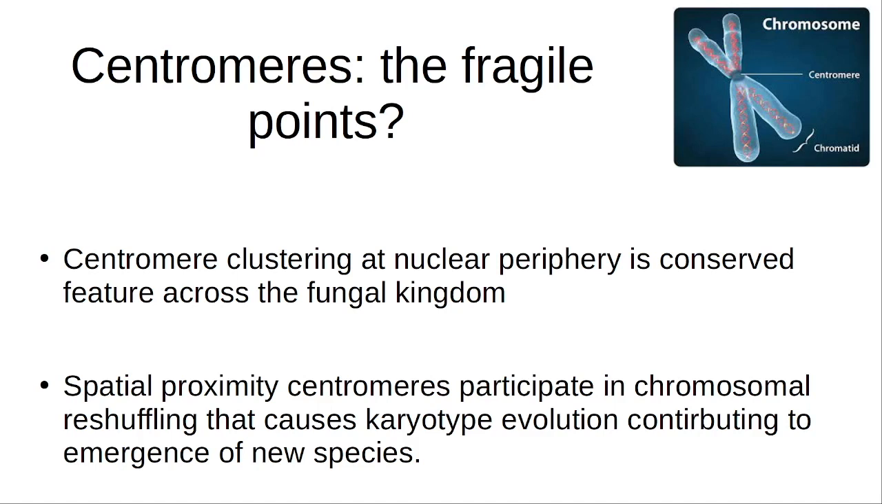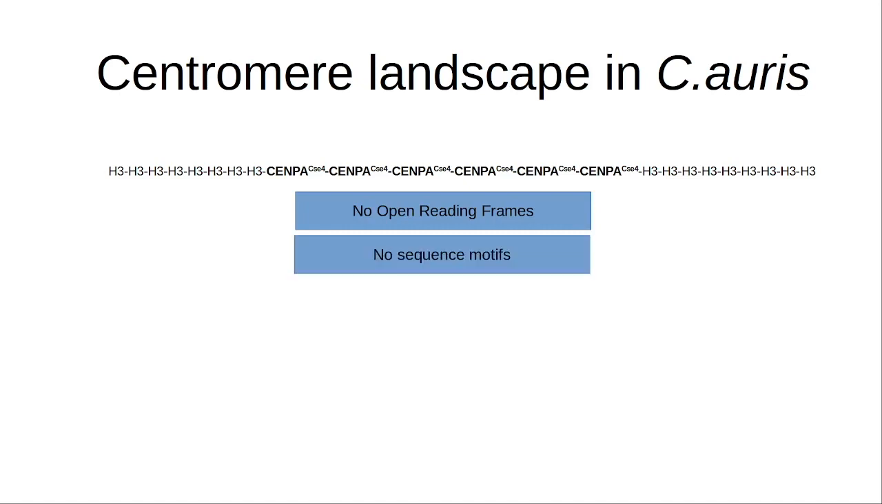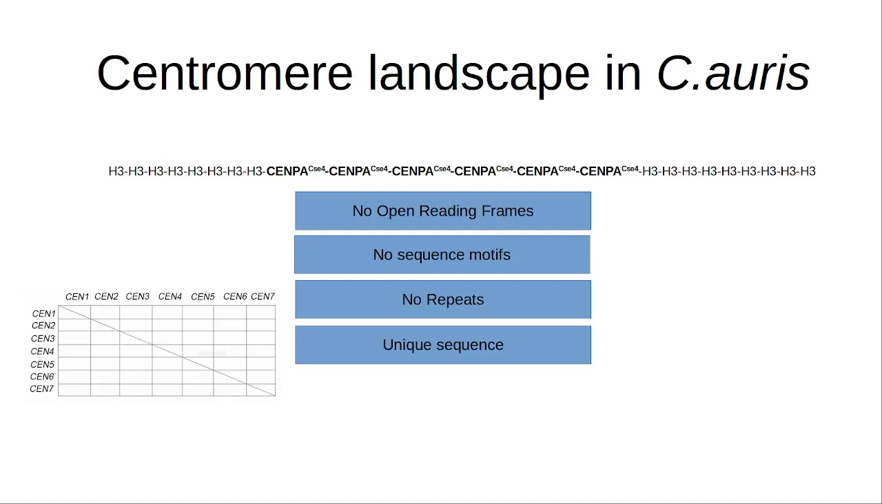In this study, functional identification of centromeres of clade 1 was done using immunofluorescence assays for the epigenetic hallmark of centromeres, which is a histone variant called CENPA-CSC4. A closer investigation of the centromeric DNA reveals a landscape with certain common elements. This particular stretch of DNA corresponding to the centromere is devoid of any open reading frames. It does not have any functional motifs or repeats.